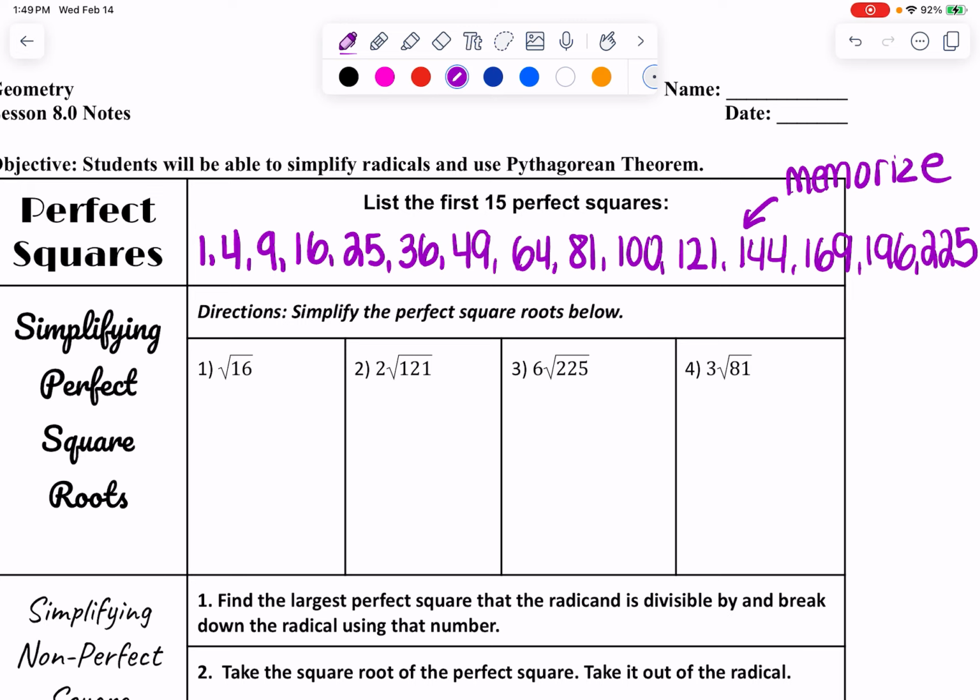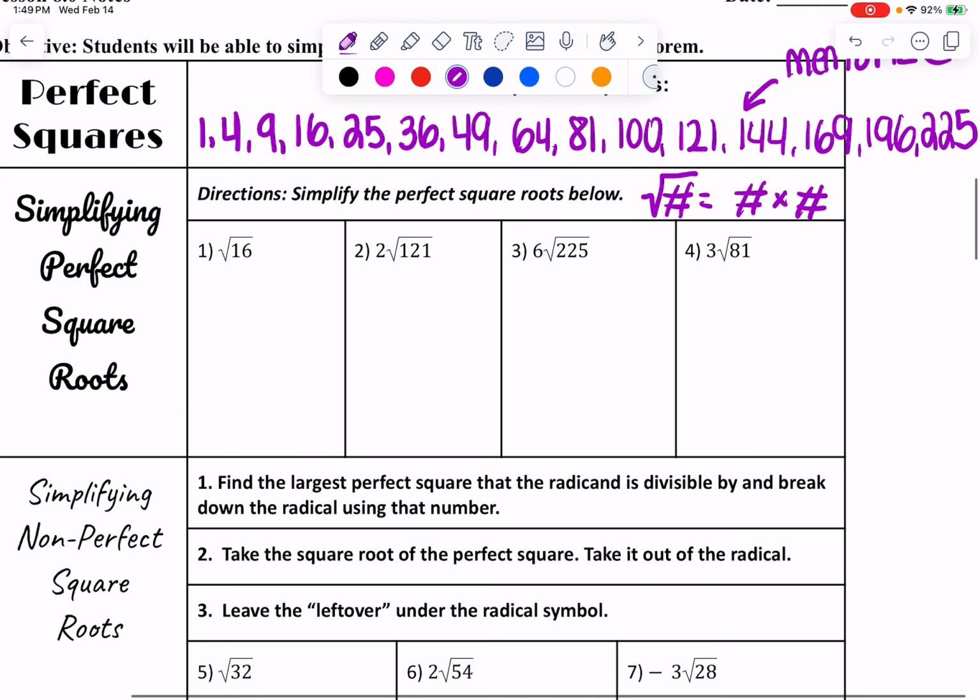So what you're doing is, if you're looking at a number inside the root, you're thinking what two numbers will multiply to give me the number inside the root, okay? So let's start with an easy one. The square root of 16, it's what times what will give me 16? It's going to be 4 times 4, so the square root of 16 is just 4, okay?